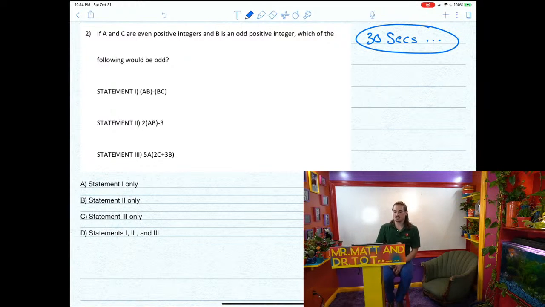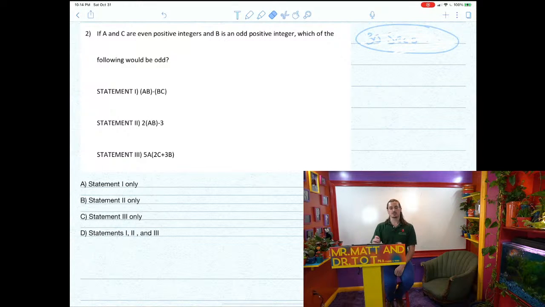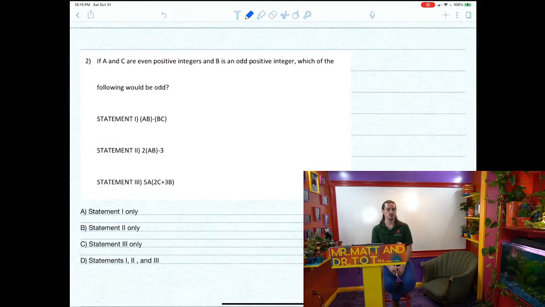So if A and C are even positive integers, if we wanted to use substitution to solve, maybe we could pick A to be equal to 2 and C to be equal to 4. Those are both even positive integers. And if B is an odd positive integer, maybe B is equal to 3. That's also easy to work with, and positive and odd. So you could substitute these values in and evaluate to see which statements would turn into odd results. But we want to solve conceptually.